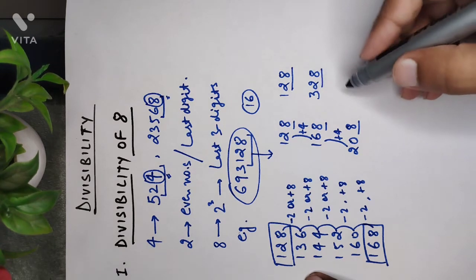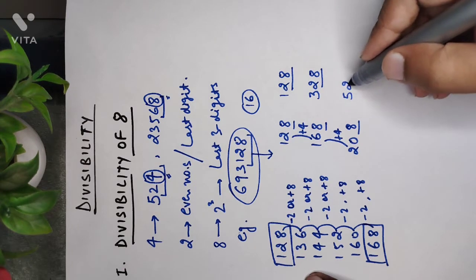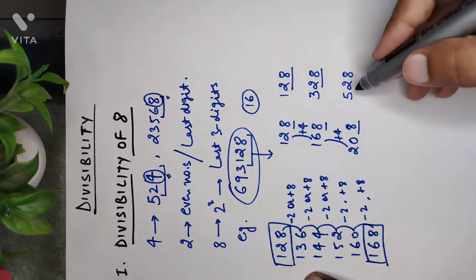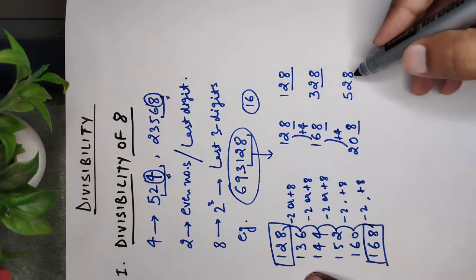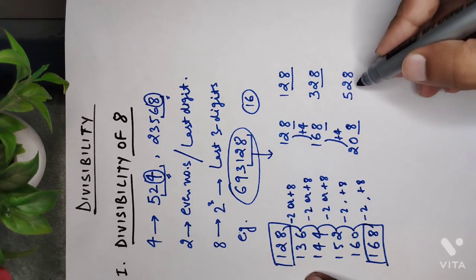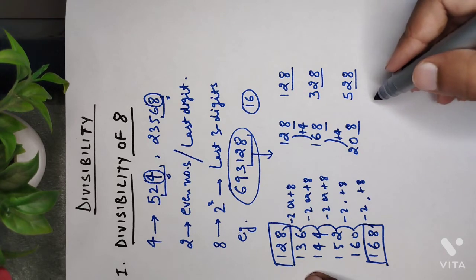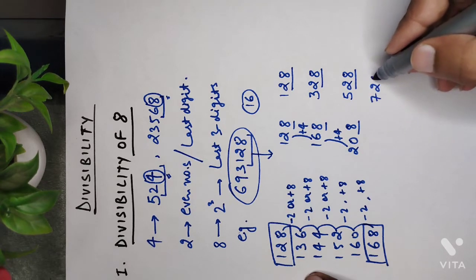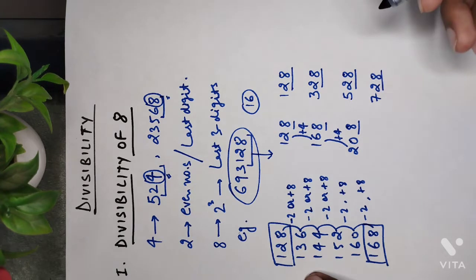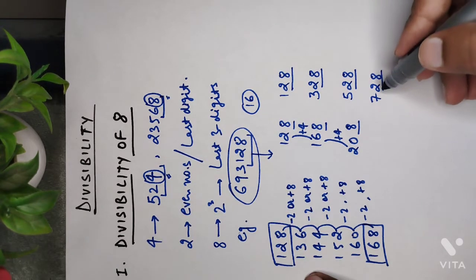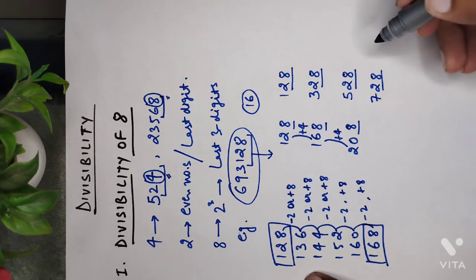If I write one more number in this, the number should be 528. Now 8 6 times is 48, so this is 66 times. This number is also divisible by 8. If I take one more example, another number that is divisible by 8 is 728. This number is also exactly divisible by 8. This will be 91 times 8.